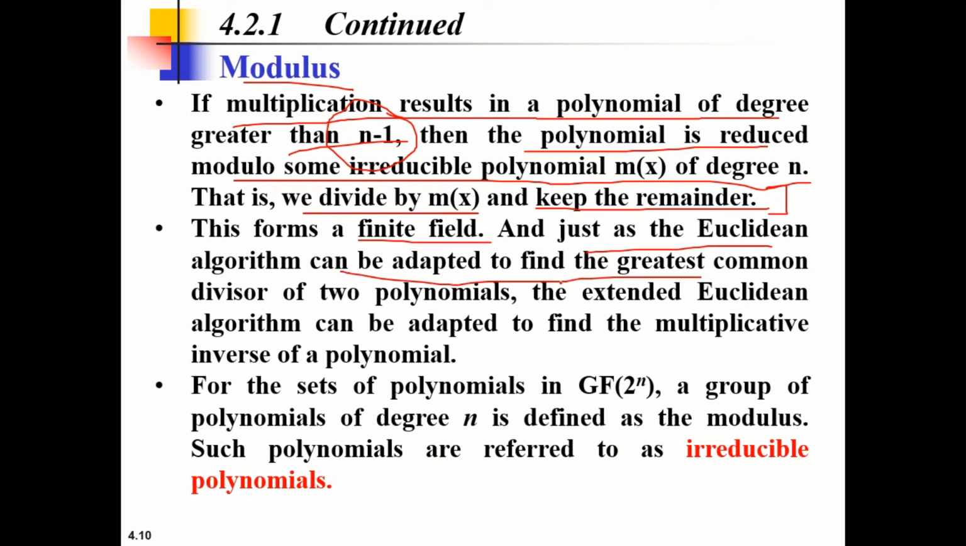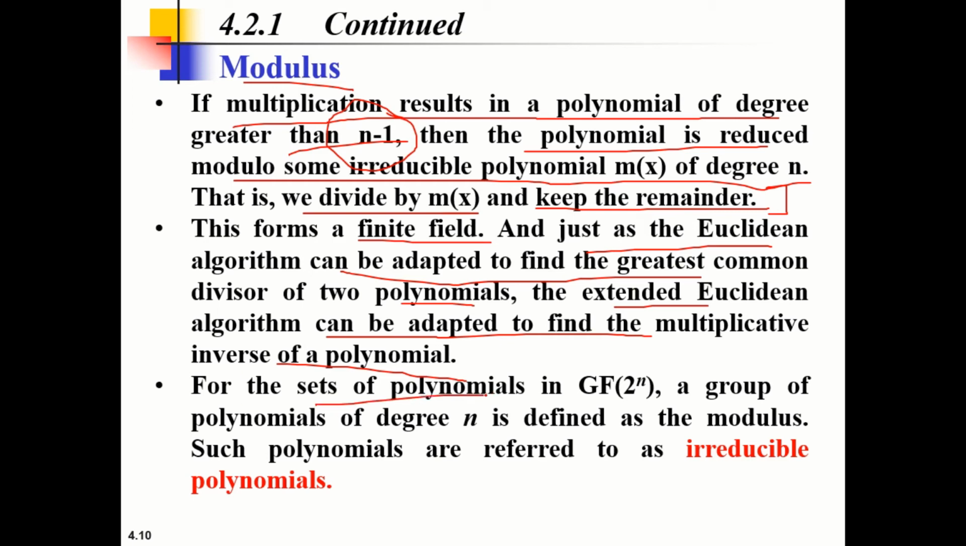So this modulus operation forms a finite field, and just as the Euclidean algorithm can be adapted to find the GCD of two polynomials, the extended Euclidean algorithm can be adapted to find the multiplicative inverse of a polynomial, right? So we can use the same algorithm; just as we operated on integers, we can operate on polynomials as well. Using the Euclidean algorithm we can find the GCD of the given polynomials, and using the extended Euclidean algorithm we can find the multiplicative inverse of any given polynomial, right?